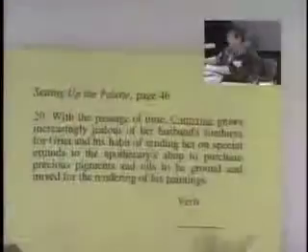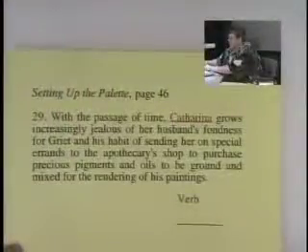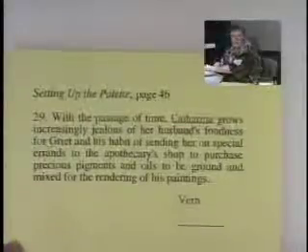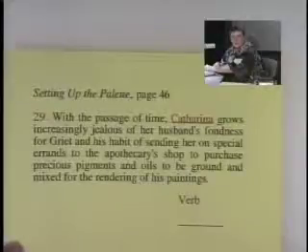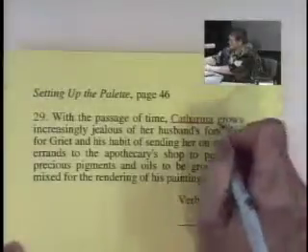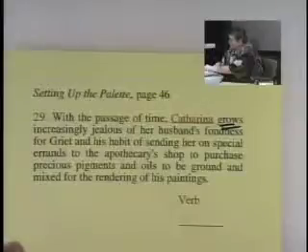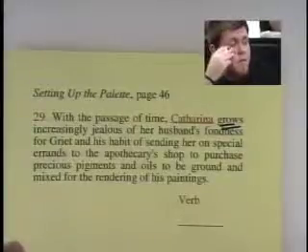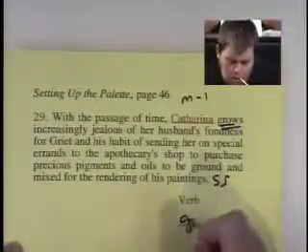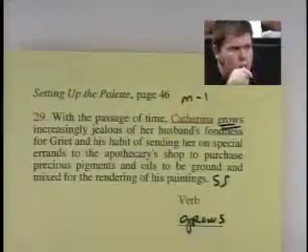With the passage of time, Katerina grows increasingly jealous of her husband's fondness for Griet and his habit of sending her on special errands to the apothecary's shop to purchase precious pigments and oils to be ground and mixed for the rendering of his paintings. Ben, if Katerina is a subject, where's your verb? Grows. Does that do it? What kind of a clause do we have? Main. What kind of a sentence do we have? Simple. Everybody agree?